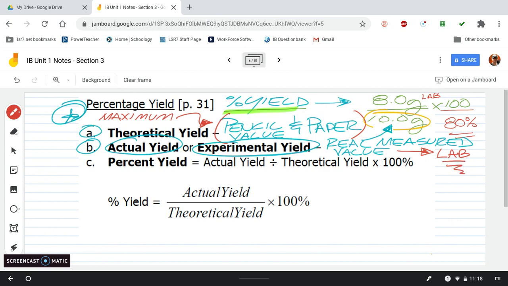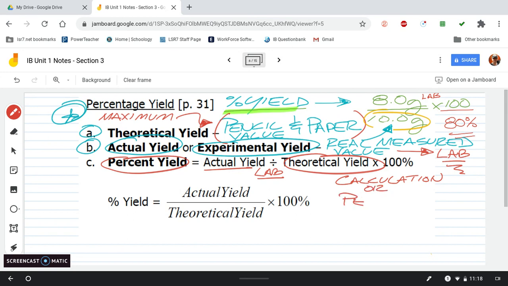And so then percent yield is pretty straightforward. To get the percent yield, you take your actual or your value from the lab, and then you divide it by your theoretical, which was that calculation or that pencil and paper value. And then you get a percentage.